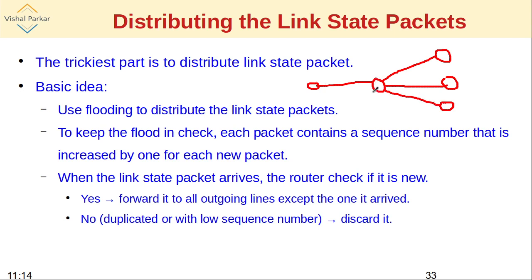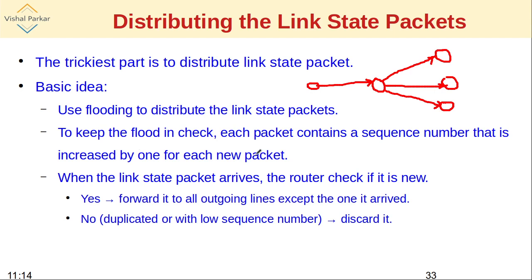Let me repeat. Imagine this router is receiving a packet from this router. This router, which is connected to the remaining three routers as shown, will send that packet to all the remaining routers other than the router from which the packet was received. So the packet will be forwarded to these remaining lines, not back onto this line. So this is what is called the flooding technique.